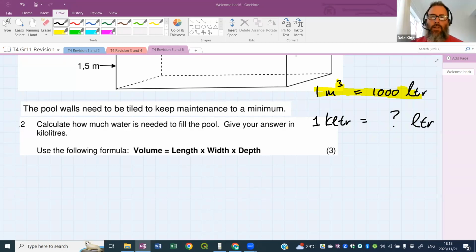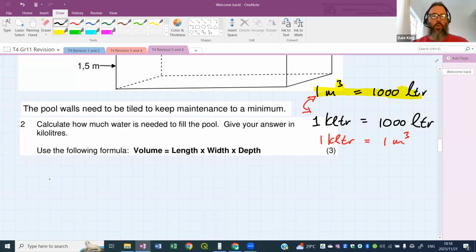Yes. Atlechile, well done. 1 kilometer is 1,000 meters. 1 kilogram is 1,000 grams. 1 kiloliter is 1,000 liters. Yes, you guys know. All right, so just remember that, eh? 1 kiloliter is 1,000 liters. And we know that 1 cubic meter is 1,000 liters as well. So these two things here, the cubic meters and the kiloliters, are actually the same. In fact, we could actually say that 1 kiloliter is the same as 1 cubic meter. All right, that'll help us. That's a 1-to-1 conversion. Perfect.